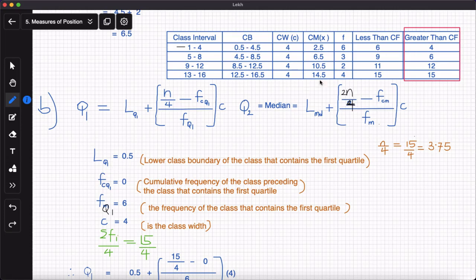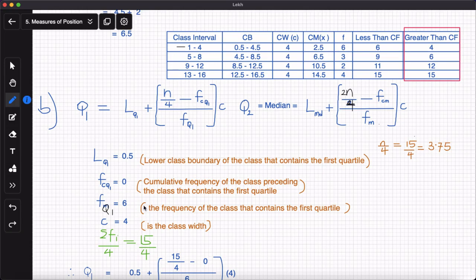And then the cumulative frequency before that class, the cumulative frequency preceding the class that contains the first quartile, there is nothing that precedes this. So we actually just write 0 there. If something preceded, let's assume the first quartile class was here. The class for the first quartile was here. And that means the cumulative frequency that preceded it would have been 6. But in this case, it's 0.